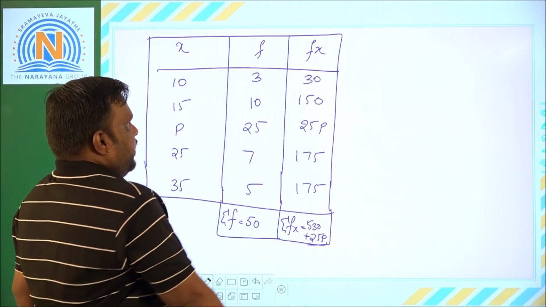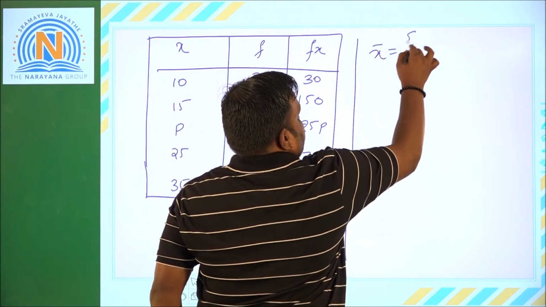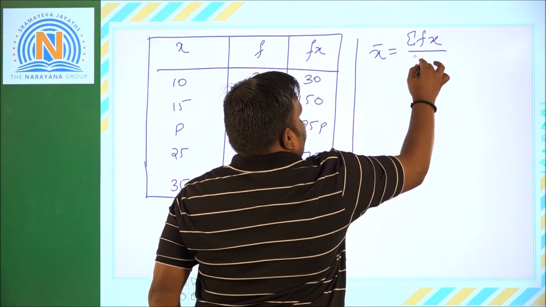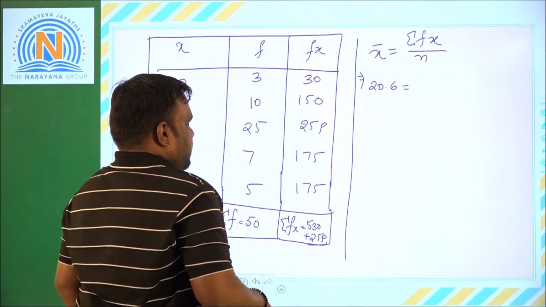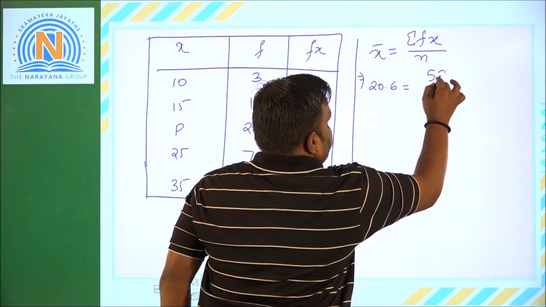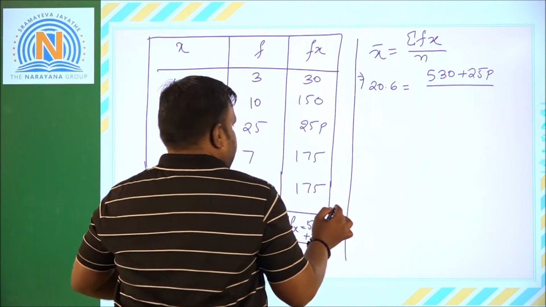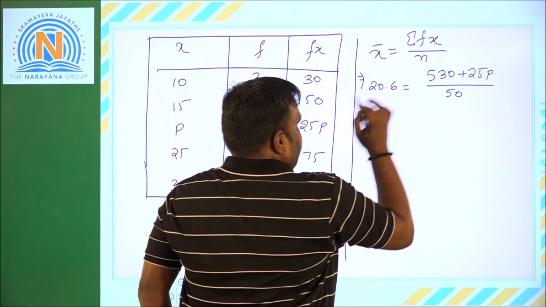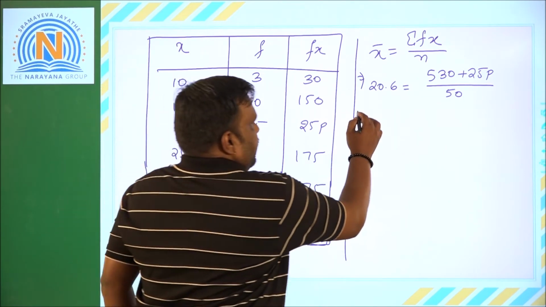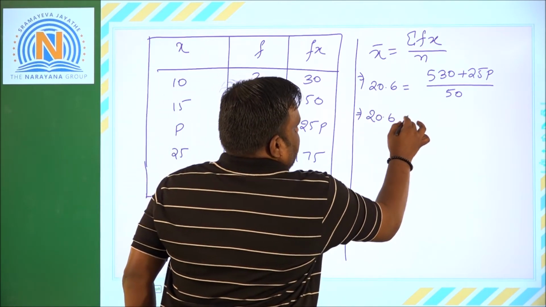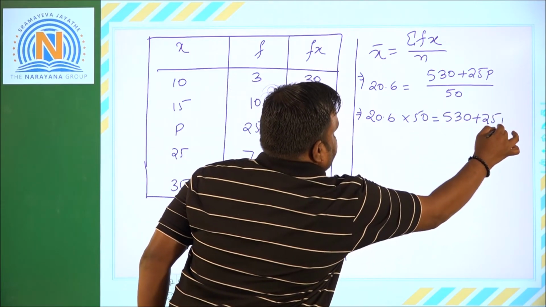Now to find the mean, x bar is equal to summation fx by n. So it is given as 20.6 is equal to sigma fx, which you got as 530 plus 25p, by the n value 50. The n value is nothing but sigma f, the complete addition of all the frequencies. So now 20.6 multiplied by 50 is equal to 530 plus 25p.